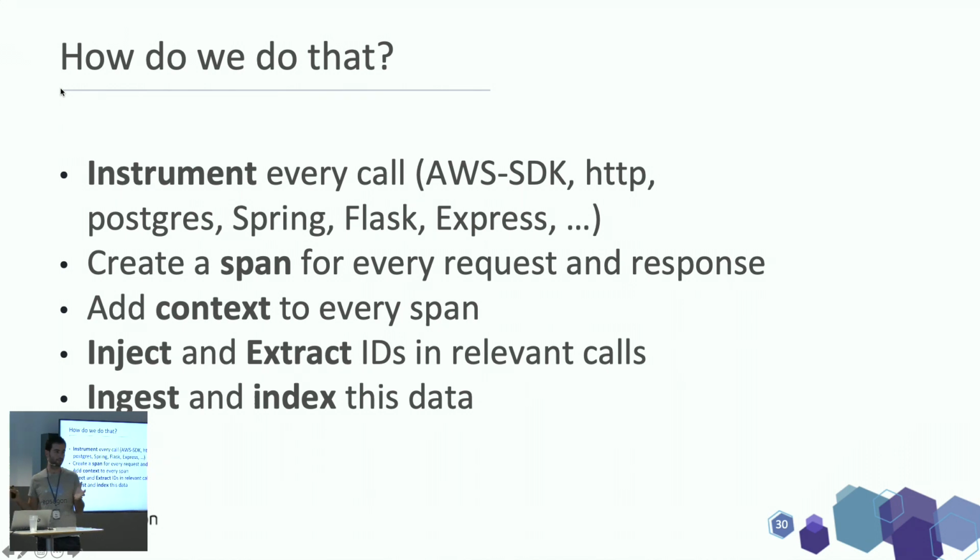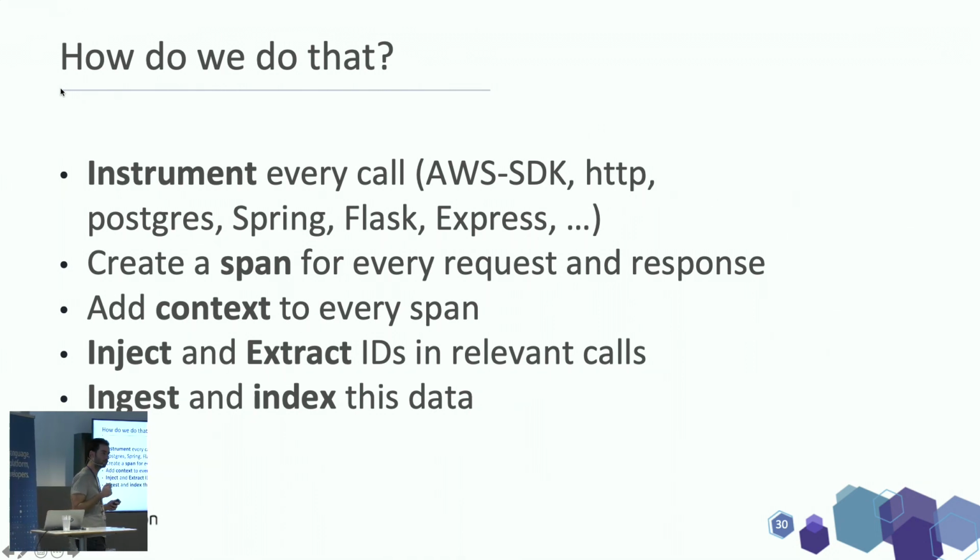Then once I capture this information, I need to create a span. A span in distributed tracing tells me this has been an operation with a start and an end time. After that, I'm going to attach some context to that span. For example, what were the parameters in the URL, or what was in the headers of this HTTP call. Many things that allow me to get more context about it.